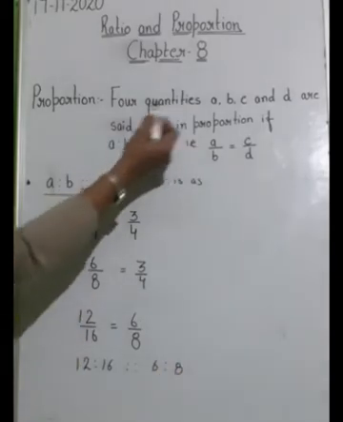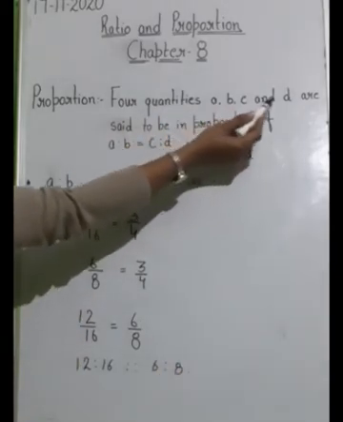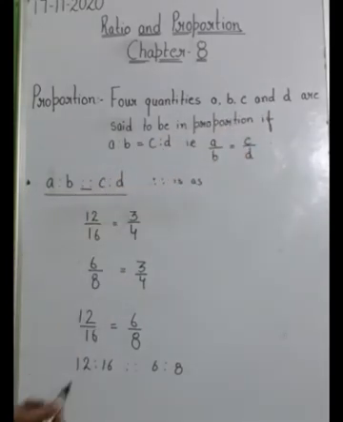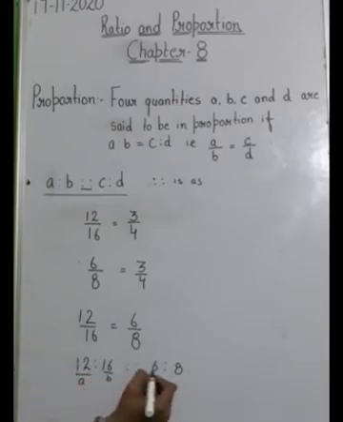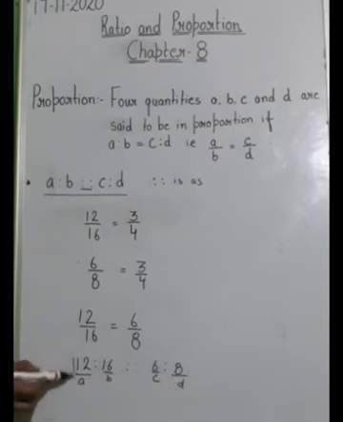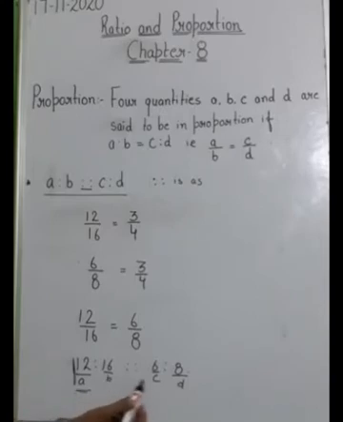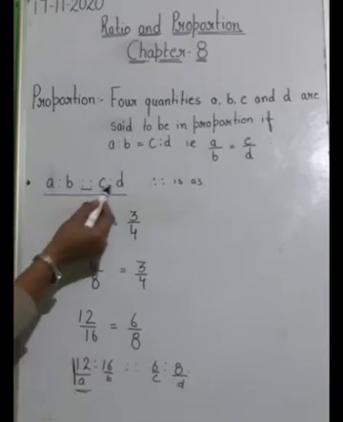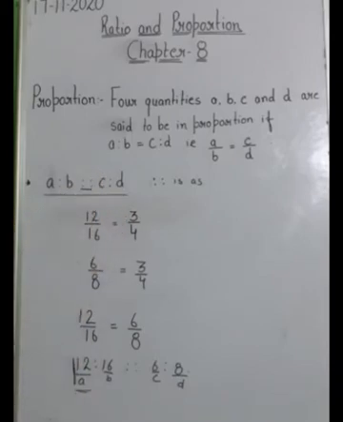So this only I have written, that four quantities A, B, C and D are said to be in proportion if A ratio B is equal to C ratio D. And here this is known as your A, this one is your B, this one is your C and this one is your D. Clear? This A is known as your first term, B is your second term, this is your third and this one is your fourth term. So in a proportion we have four terms, that is first, second, third and fourth. Clear?